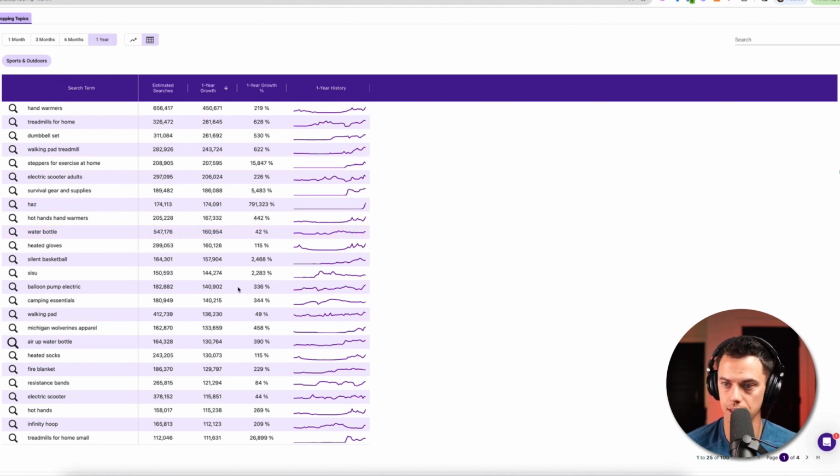And I can click next page to go to the next page. I'm only showing 25 results per page. But I just want to show you guys, that's another way to look at it. If you just want to sort, okay, let's sort 1 year growth, high to low. Here are the most increased search volume keywords in the last 12 months in the sports category. Hand warmers, treadmills for home, dumbbell set, walking pad treadmill, steppers for exercise at home, electric scooter adults, survival gear and supplies, Hot Hands hand warmers, water bottle, heated gloves, silent basketball.